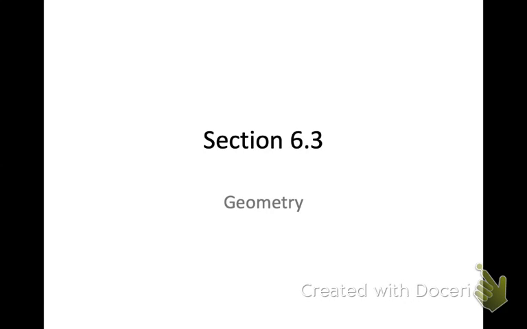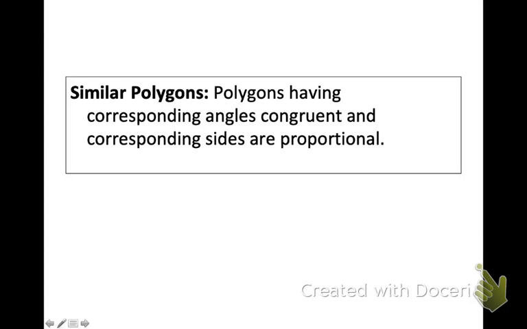When we get into section 6.3, we're going to start talking about similarity, which is what the whole entire rest of this chapter is about. Back in chapter 4, you talked about congruent triangles, and congruent triangles means that all the sides are the same, all the angles are the same. Well, that gets a little bit different when we talk about similar polygons.